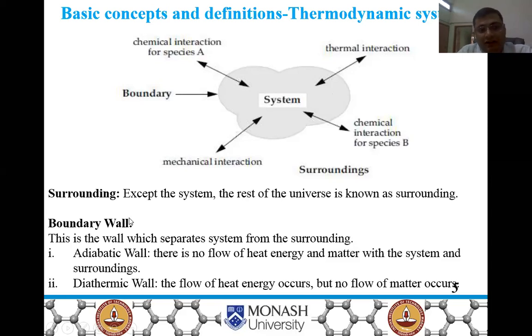So, what is surrounding? Except the system, the rest of the universe is known as surrounding. What is the boundary wall? In the figure you can see this is the boundary wall, and the boundary wall can be of two types. One is the adiabatic wall, and another is the diathermic wall. What is an adiabatic wall? If there is no flow of heat energy and matter between the system and surrounding, then it is called an adiabatic wall.